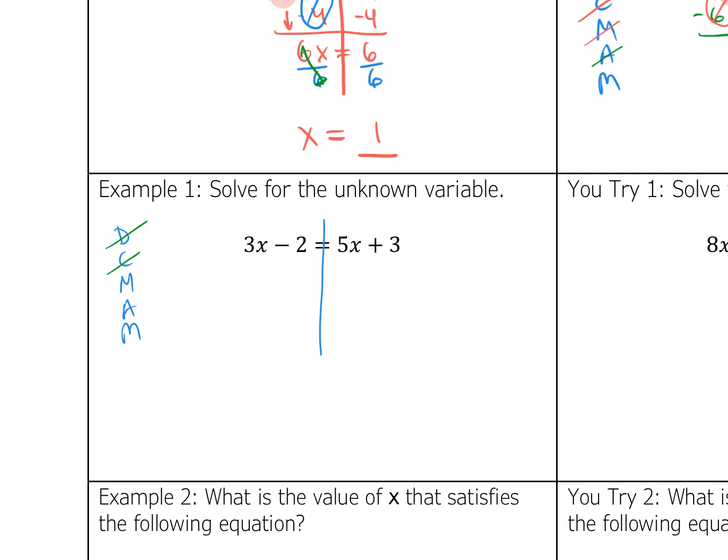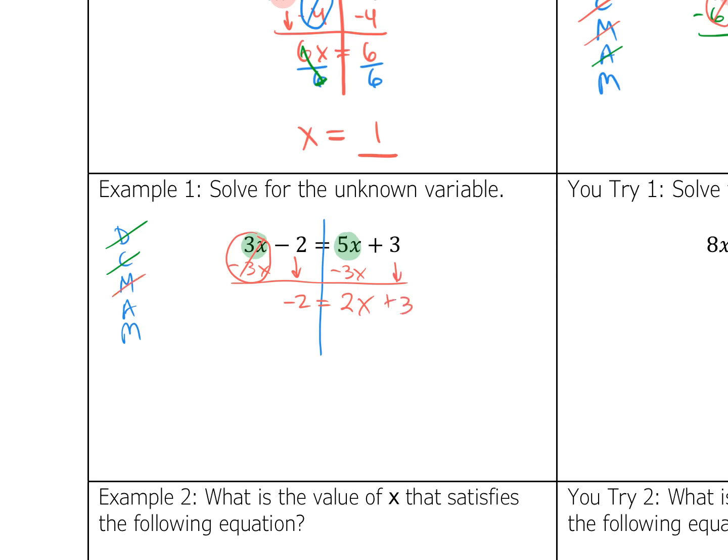Next, can I move the smaller variable? Well, I have a 3x and a 5x. Well, 3x is smaller than 5x, so I could move the 3x. But in order to move it, what I need to do is do the inverse of it. So that's positive 3x. So the opposite or inverse would be negative 3x, or subtracting 3x on both sides. So it's minus 3x. So these form a 0. So I'm left with negative 2 equals, well, 5x minus 3x. Well, 5 minus 3 is 2. Bring down the plus 3. So I just moved the small variable.